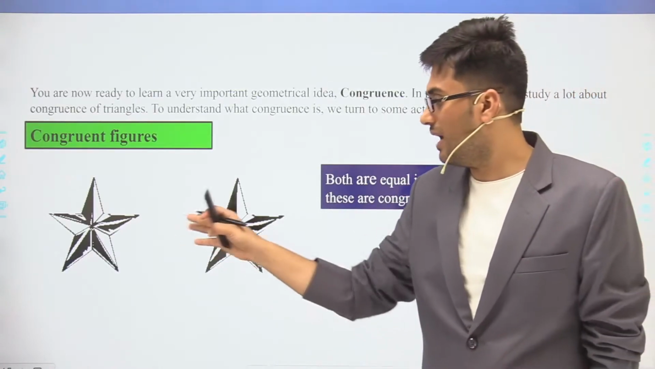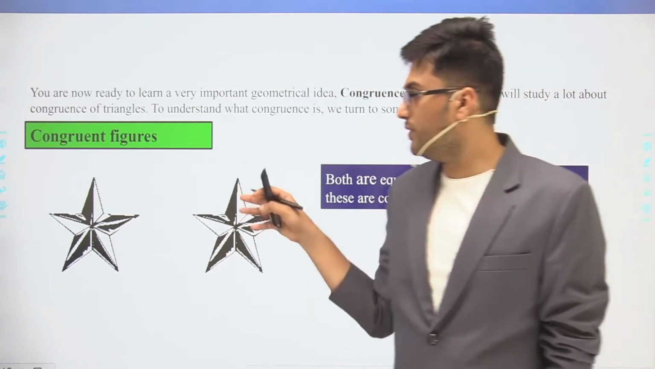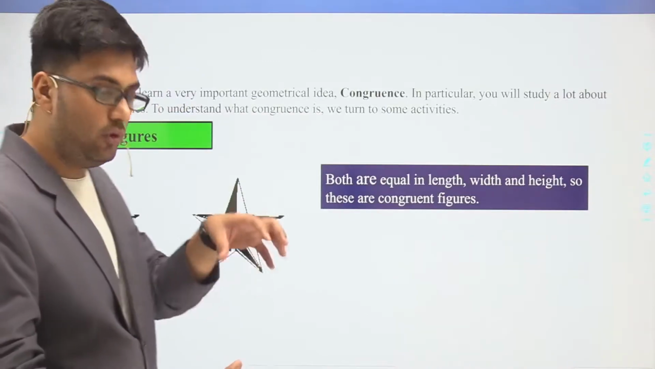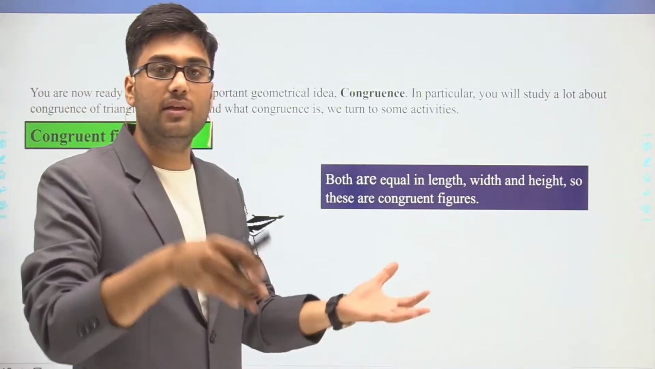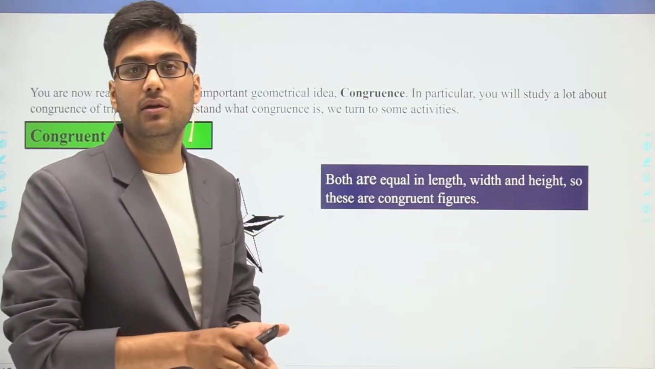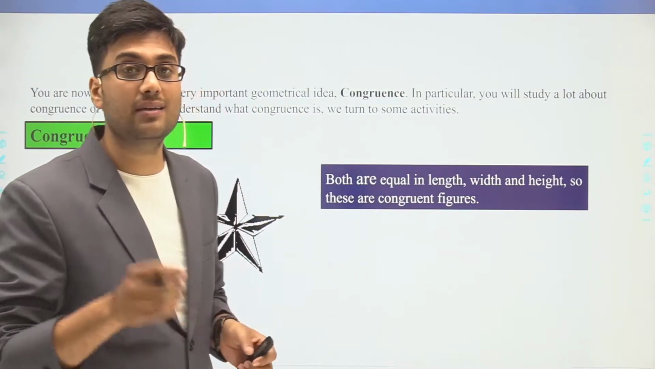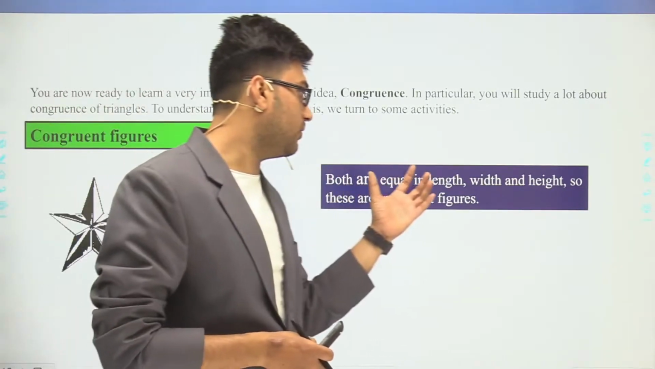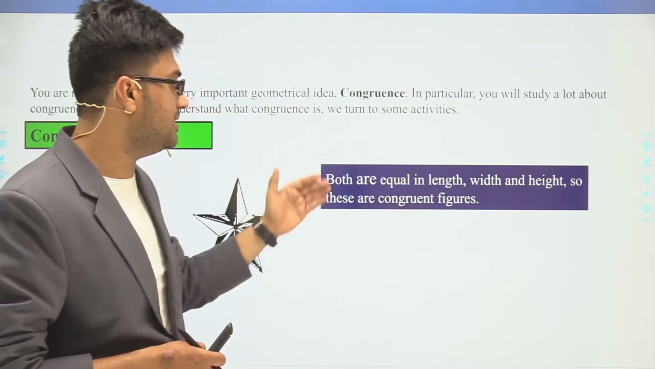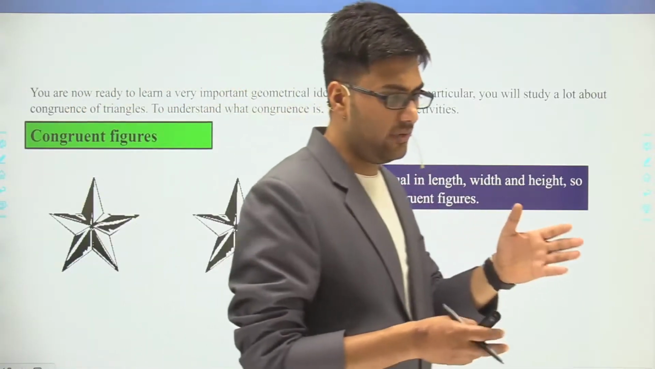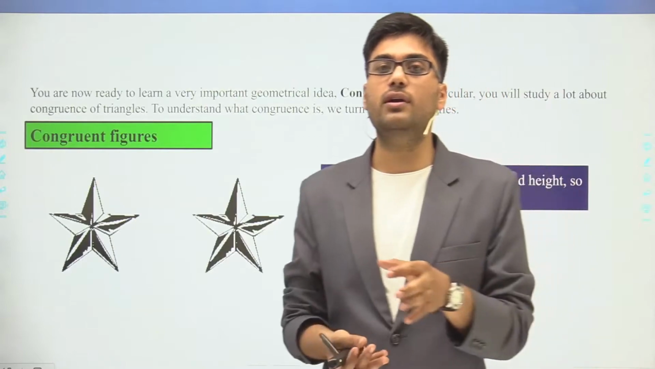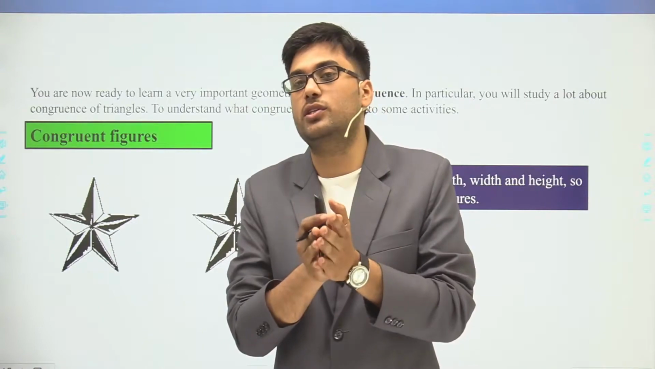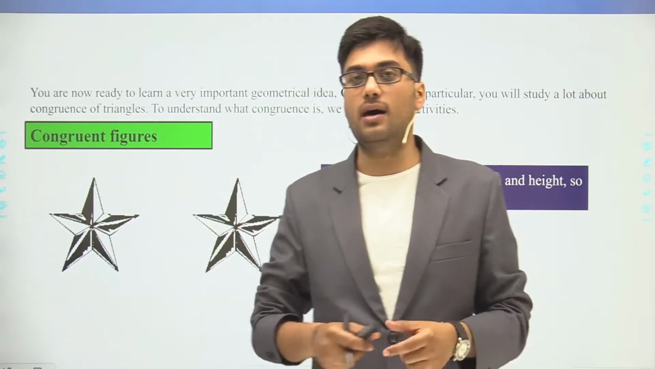So students, here we have two figures. These two figures are congruent figures because they are the same in shape. And if we put one figure on another figure, they coincide or overlap each other, then we can say that these two figures are congruent. Why? Because both are equal in length, width, height. So generally we can say that if one figure is completely overlapped by another figure, completely coinciding with each other, then these figures are congruent.